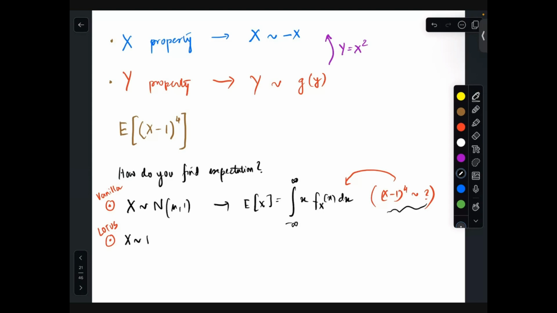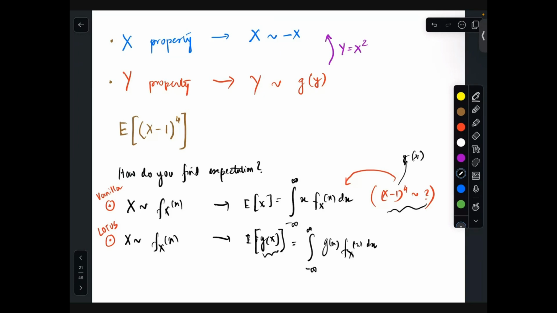So if x follows some distribution, normal mu comma 1 or whatever, let's say f of x, then the expectation of any function g(x) is nothing but the integration from minus infinity to infinity. You don't have to find the new g(x) distribution. So this is the g(x) here, right? You don't need to find it. Why?